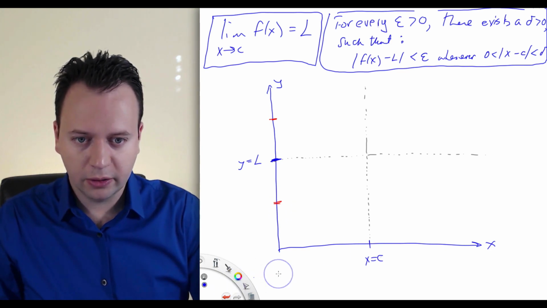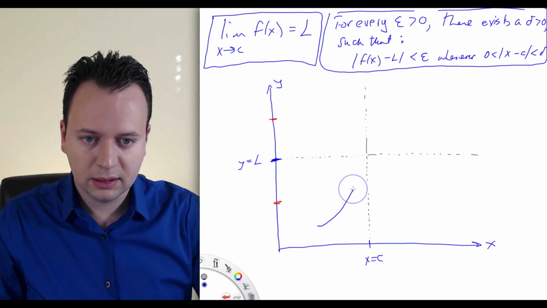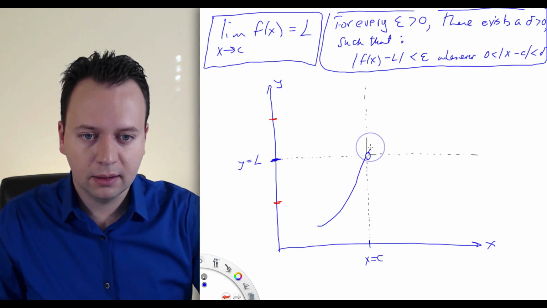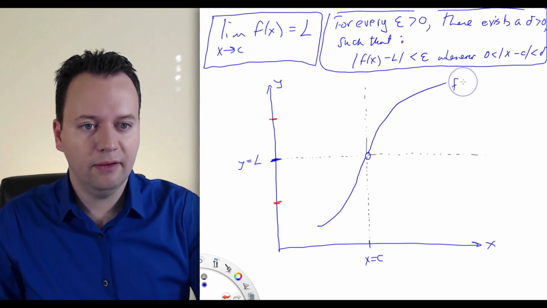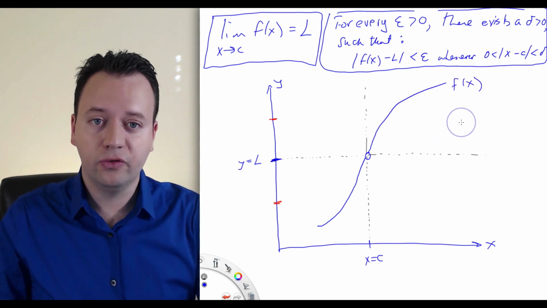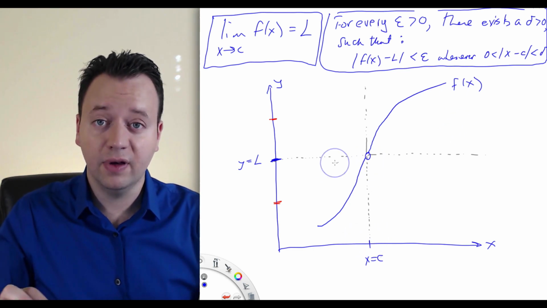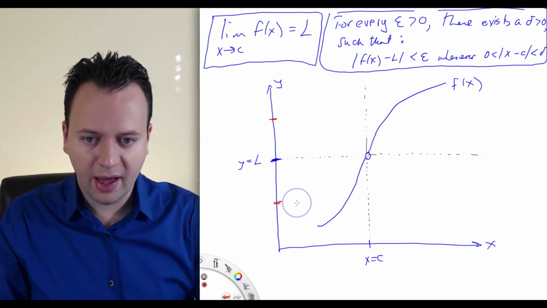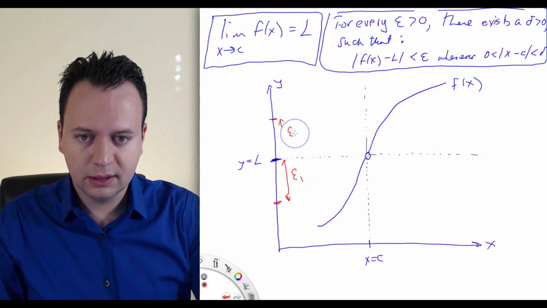Oh, and we also want a graph of the function. So maybe the function looks like this. Let me put a little hole in it. Something like that. So that's the f of x. We want to prove that the limit as x approaches c of f of x is equal to L. Well, we start off with one value of epsilon. So epsilon 1 is this distance right here.